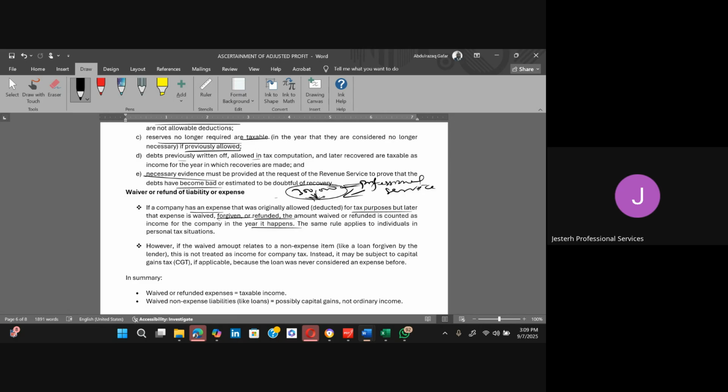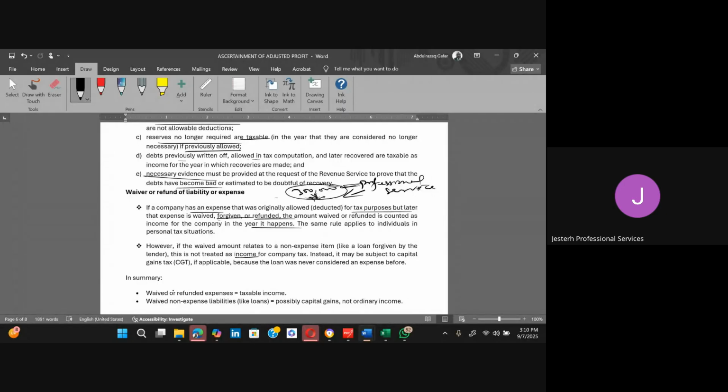But if that amount that was waived is a non-expense item, for instance, maybe like a loan, you borrow the loan from someone and that person now waives that loan for you, you do not treat it as an income, right? Because you have not even deducted an expense on it before, because it was taken as a capital nature. So what you just need to charge on it will be capital gain tax, but it will not be computed under your income tax. You are not going to consider it as your income tax, but it will be considered as your capital gain tax.